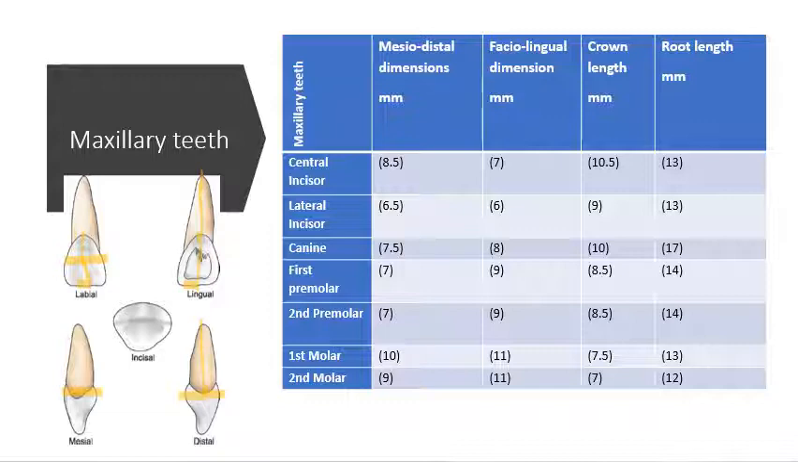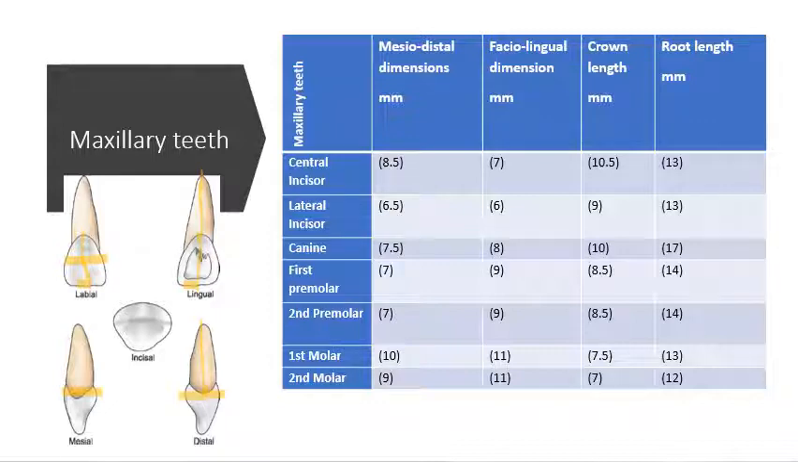As far as the first premolar is concerned, the first premolar and the second premolar both have a mesiodistal dimension of 7 millimeters, while their facial dimension is around 9 millimeters. So their facial dimension is greater than their mesiodistal dimension, and their root length is also slightly longer than the central incisor and the lateral incisor by 1 millimeter.